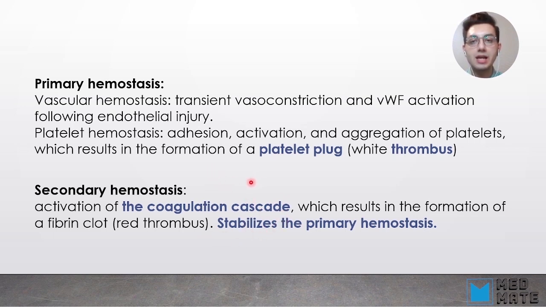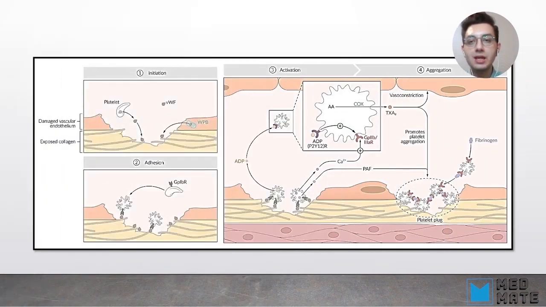Now, in the next slide, I want to tell you more in depth how primary hemostasis occurs. So the primary hemostasis is divided into different steps. The first step is initiation, and in this step, when there is a damaged vascular endothelium and there is exposed collagen, these sites attract von Willebrand factors, and von Willebrand factors come and sit there.